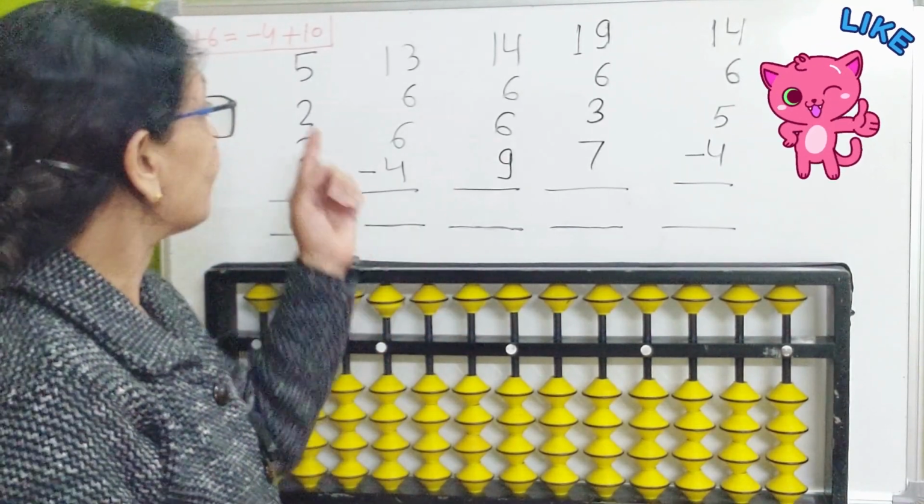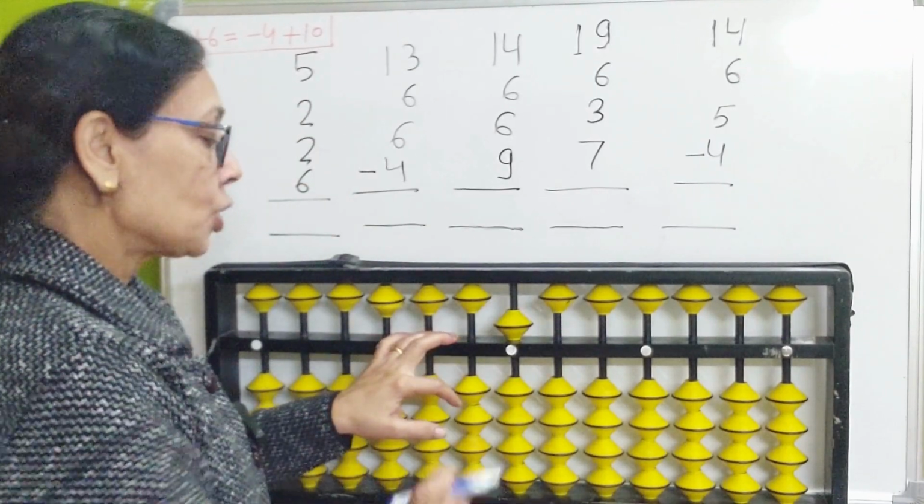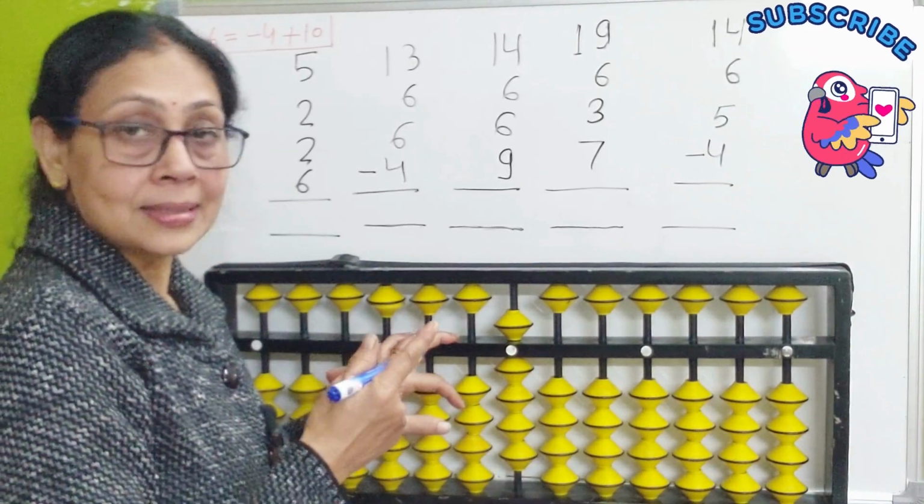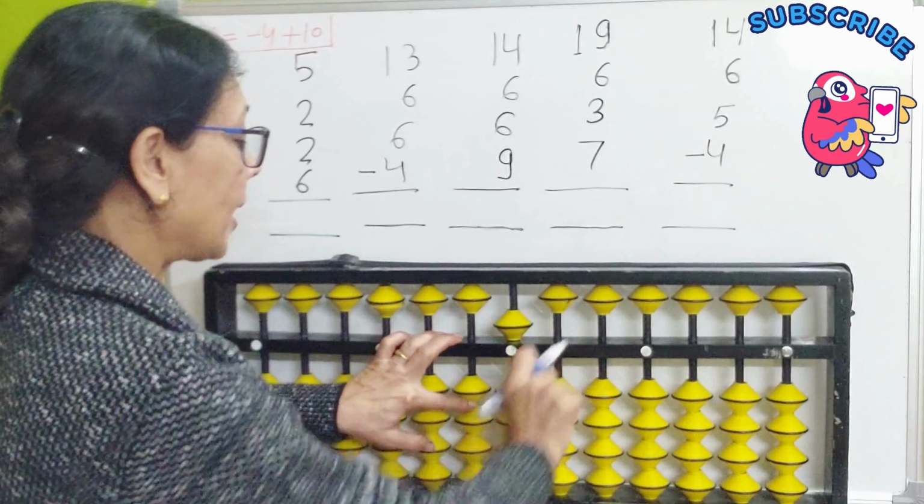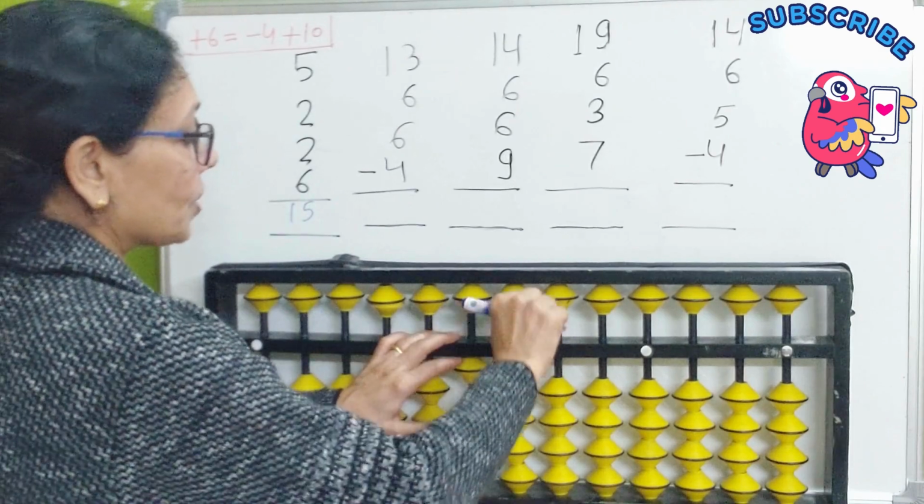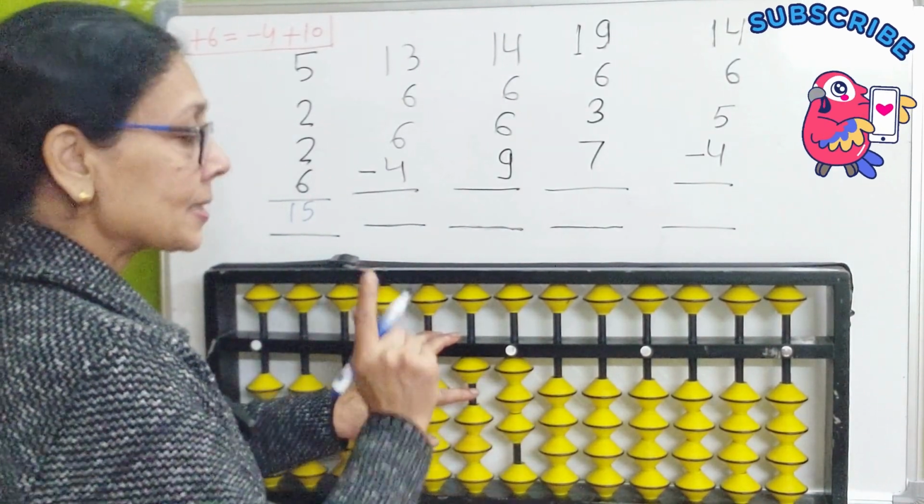So let's practice. First question, 5, 2. Again 2. Now add 6. So less 4 add 10. 15. Next question, 13, 6.